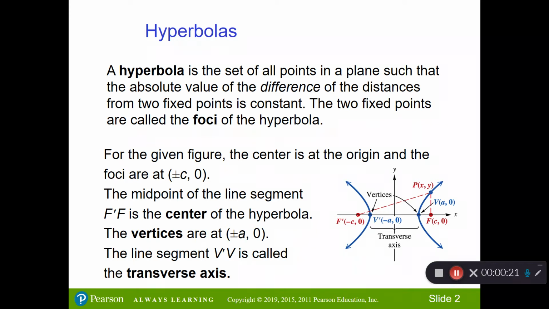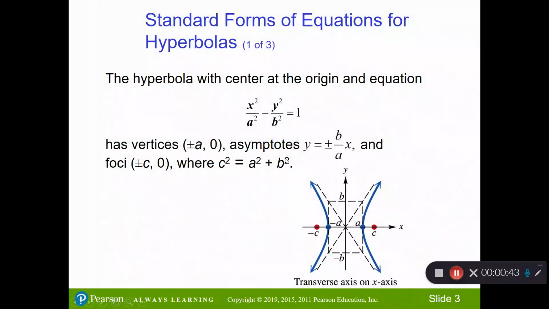Just like with the ellipse, we're going to let C represent the distance from the center to the focus, and A to the vertices, which are where our hyperbola intersects the major axis, which this time is called the transverse axis. Now we're going to look at the standard form for the equation of the hyperbola.